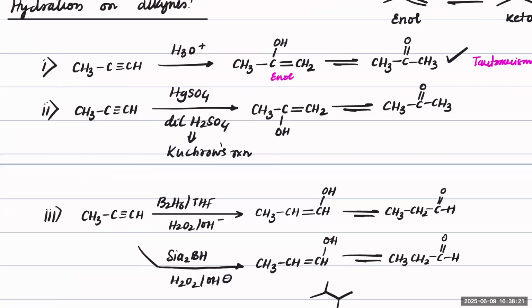Now, what is this? If you have HgSO4 to be added here, just like oxymercuration-demercuration, beta, here also a mercury bridge will form first, then water will attack here, and you will get this molecule. Got it? And this will undergo tautomerism to get this keto form here.